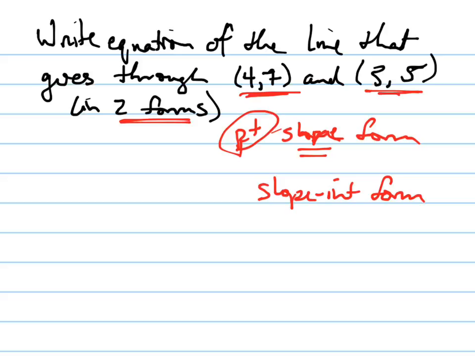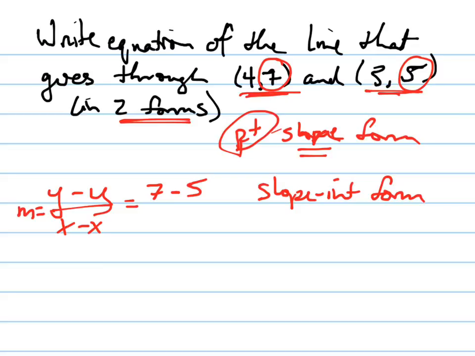So first of all, we're going to find the slope. And how do we find the slope? Remember, we take the y's minus the x's. Just make sure you do it carefully. So the slope is the rise over the run. And so I'm going to take 7 minus 5 all over 4 minus 3, which is 2 over 1, which is just 2.